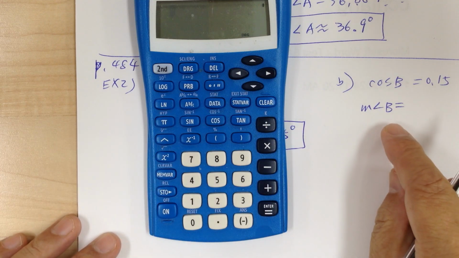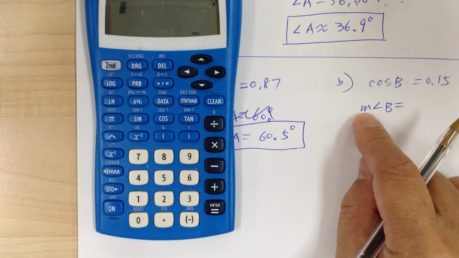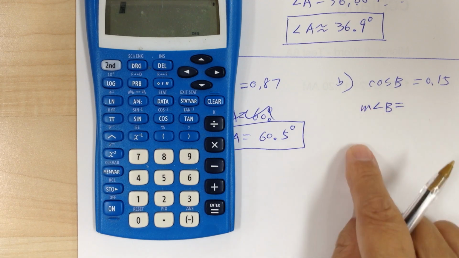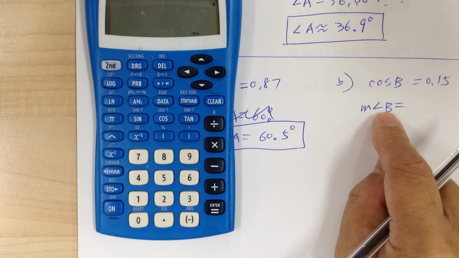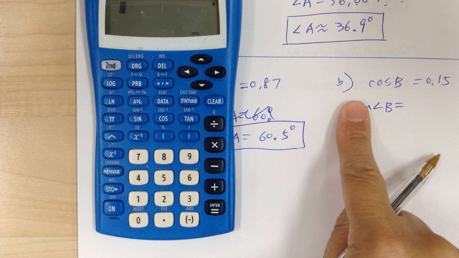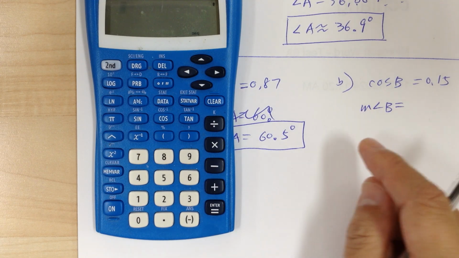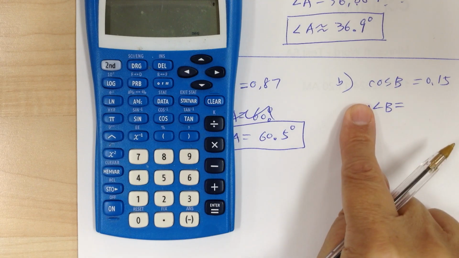Normally you just drop that, because most people are kind of lazy, so they drop that. Technically, you need to have the measure of angle B, but normally we just say angle B equal. To be technically correct, you need to have a measure of angle B, but from now on, if you don't have that, that's fine.